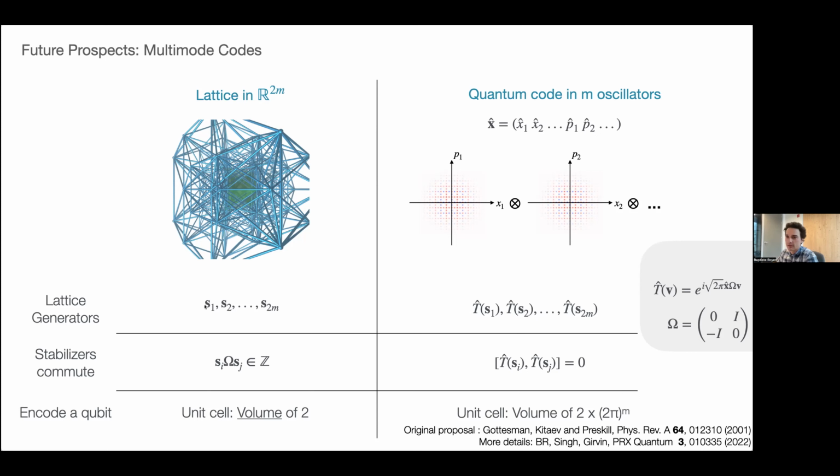For each of those generator vectors, we associate a translation in phase space. Now that can involve both modes at the same time. And these are stabilizers. So we define our code space to be the +1 eigenspace of these translations. And now you have the generalization of the condition, where you need your stabilizers to commute pairwise, and you need to have the right volume of your unit cell to really encode a qubit.